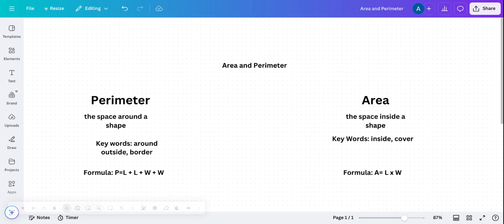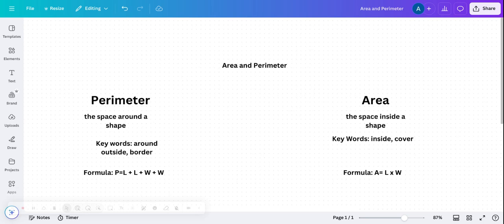The formula to find perimeter is P equals L plus W plus L plus W. L stands for length or the long side of the shape, and W stands for width or the short side of the shape. And then when we're doing perimeter, we basically just add all the sides.